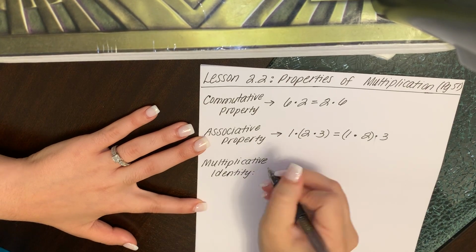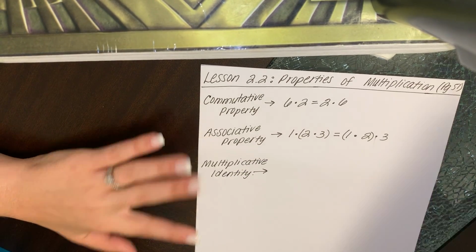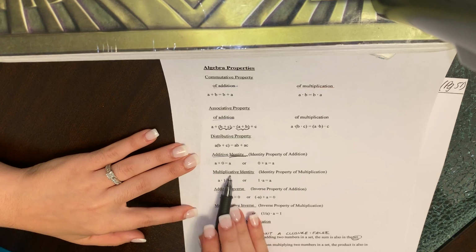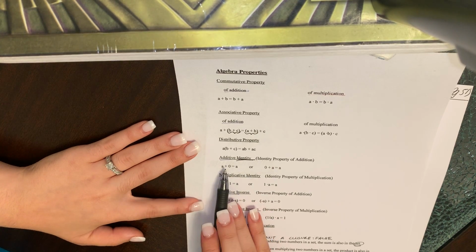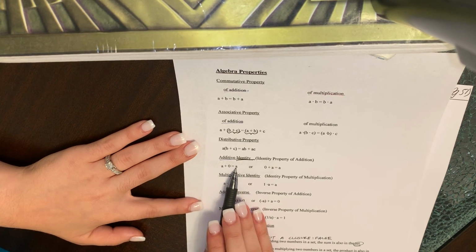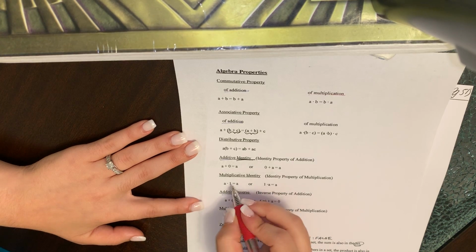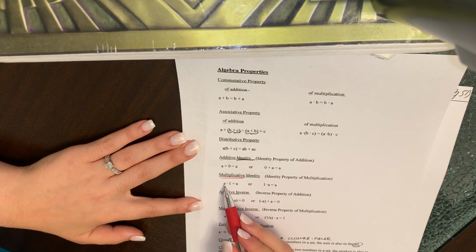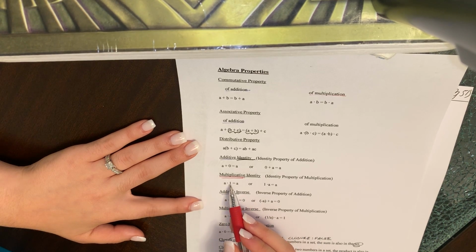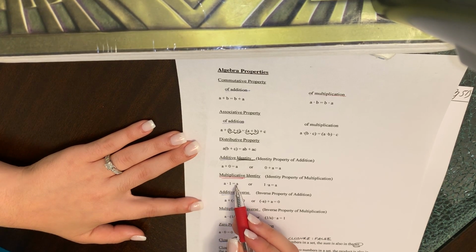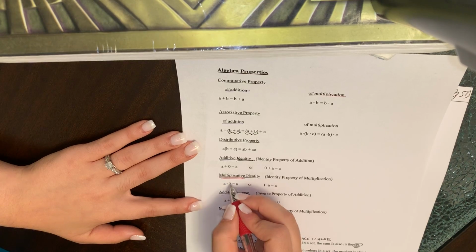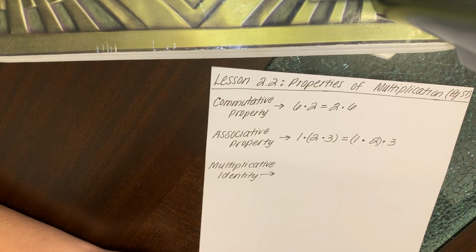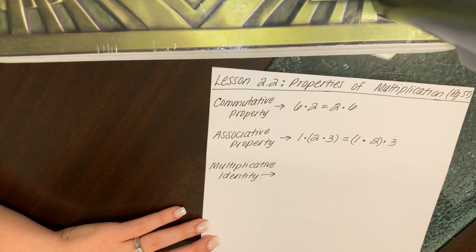Now, the one that we did earlier with addition, the identity for addition, was that anything plus 0 kept its identity. Now, this time we're dealing with multiplication. So what keeps its identity? In other words, a times what keeps a? That's right, a times 1. So to keep its identity, instead of adding 0, we're going to be multiplying by 1.